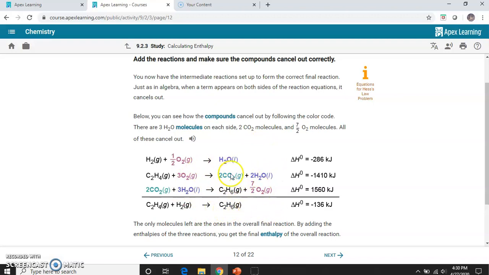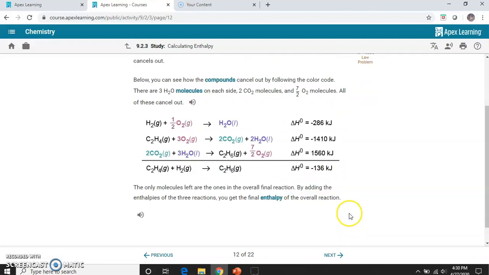We've got 2 carbon dioxides here and 2 carbon dioxides here. They cancel out, so they don't show up. So all you're left with is this H2 over here, this C2H4, and this one, and there's nothing to cancel it out. To then find the total, you add up every single one of these numbers, and in the end you get negative 136. When you add negative 286 plus negative 1410 plus a positive 1560, you get this number. And that's it.